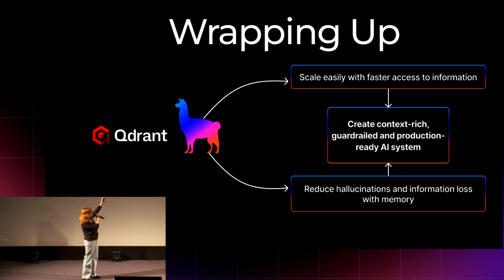And also you can reduce hallucinations and information loss with memory and state, because if they already did something successfully, your failure rate will drop, because previous success can influence current success. And finally, circling back to our title, you can create context-rich guardrails and, most importantly, production-ready AI systems to scale and iterate fast.